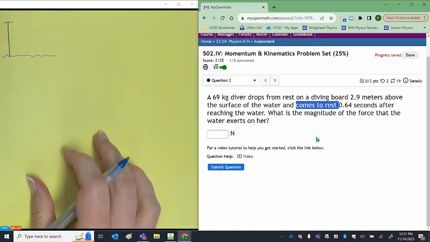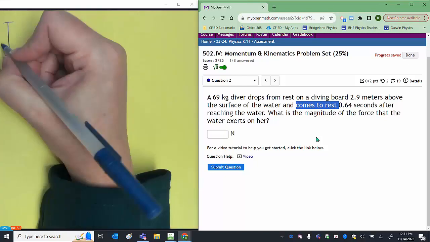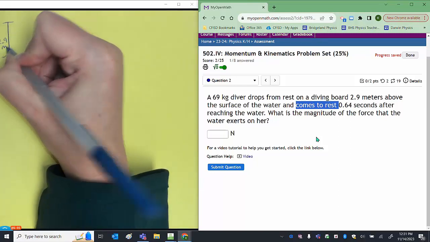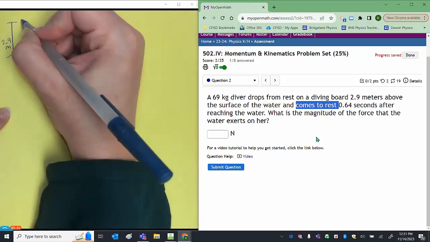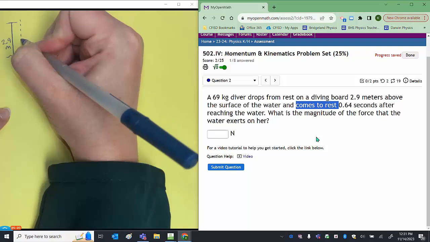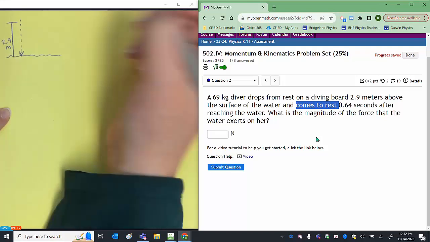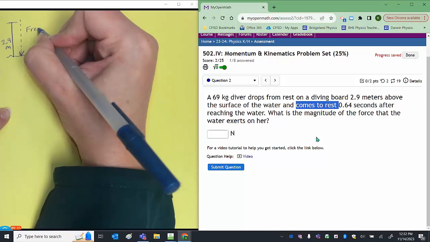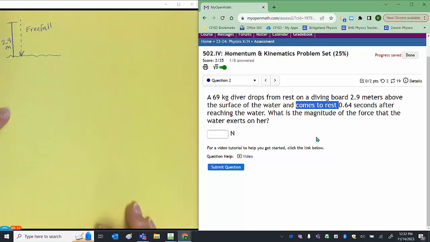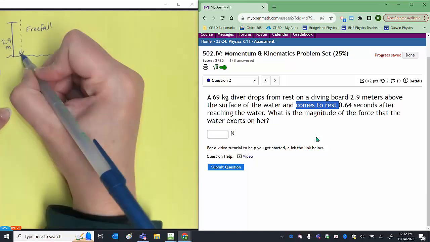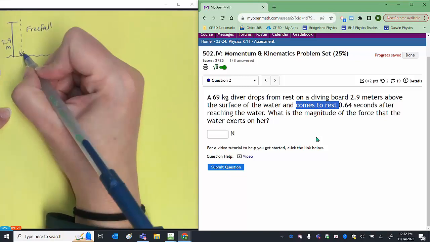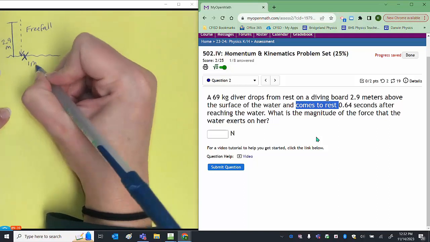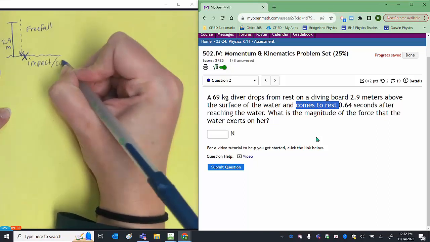Okay, and so here's my diving board. This is 2.9 meters. Okay, and so I know that my diver is going to start up here, and that diver is going to fall until they reach the surface of the water. And this entire portion is going to be free fall. I'm going to have acceleration due to gravity in a free fall situation, and when they hit the water, they're moving. Yes, they will come to rest after they hit it, and that's the second part, is now you have an impact or a collision with the water.